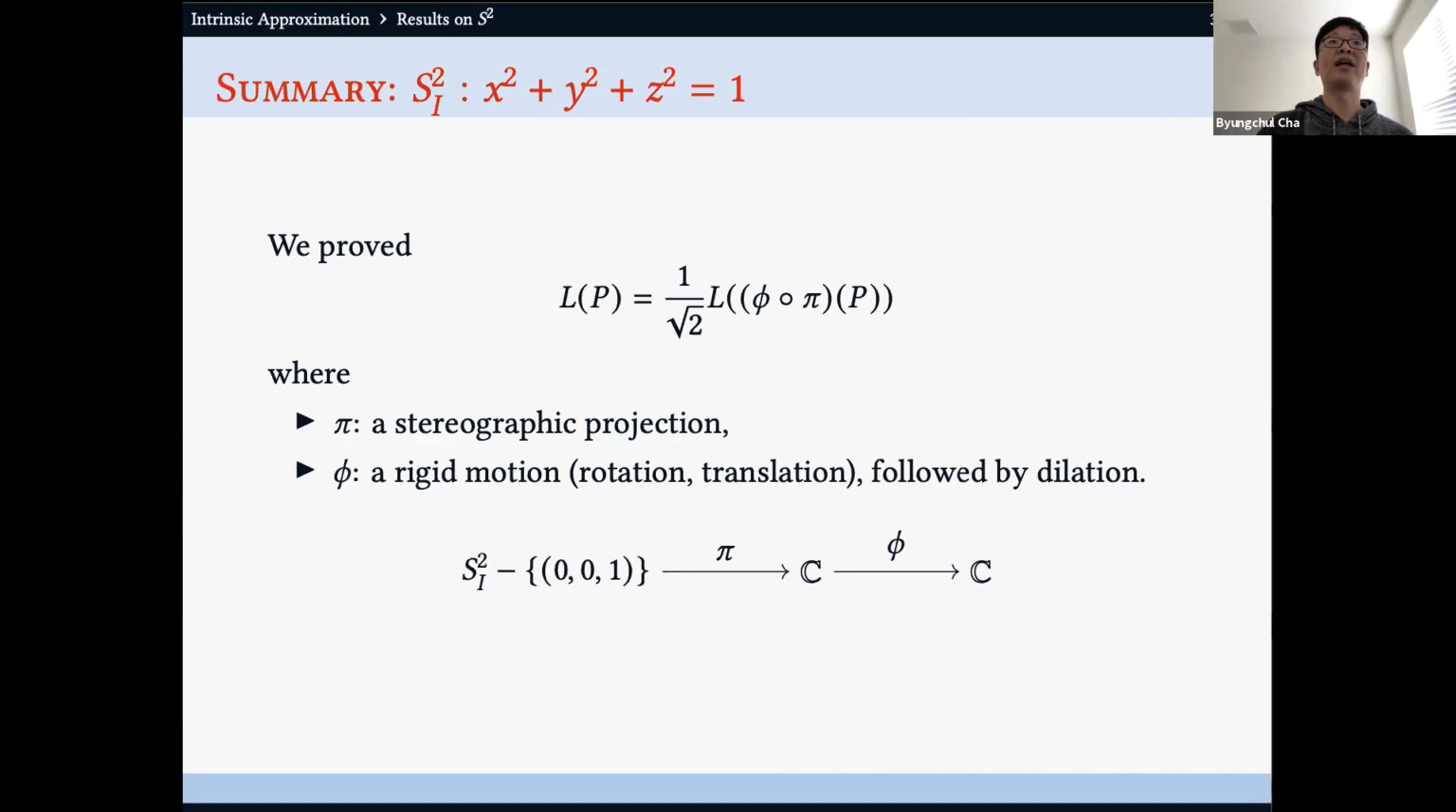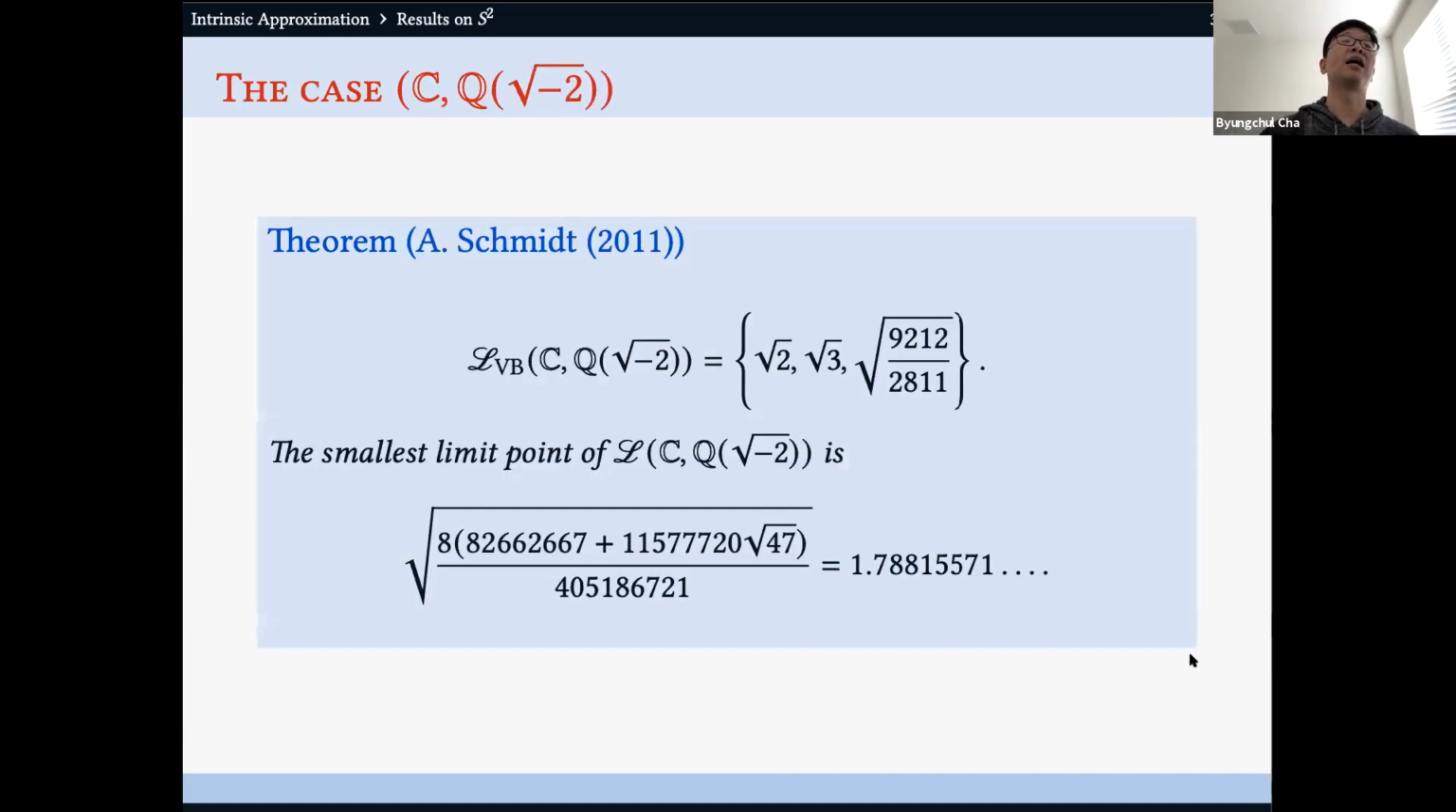Okay, so that's that. And now let's recall the work of Asmus Schmidt, which is actually not terribly old. He also was able to prove a complex spectrum, with the rational points being Q of square root of -2. Now, this is already very different from before in the very badly approximable part. We have only 3 points in the discrete part, and then the smallest limit point looks pretty horrible.